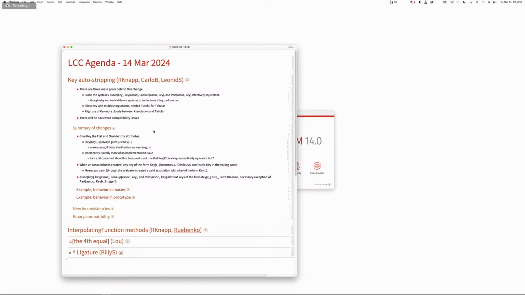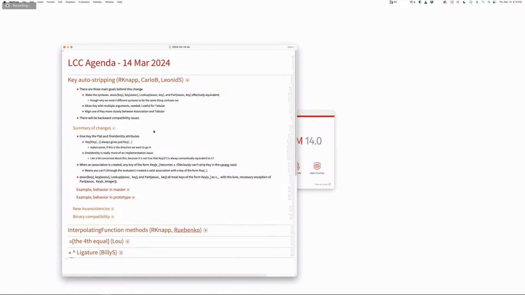So part of the point is that association creation will strip the Key. So that's the second bullet point. When an association is created through evaluation, any key of the form Key of blank becomes just the blank. And so you can't, through normal evaluation, create a valid association with those keys. So there's no need for the Key of Key construct.